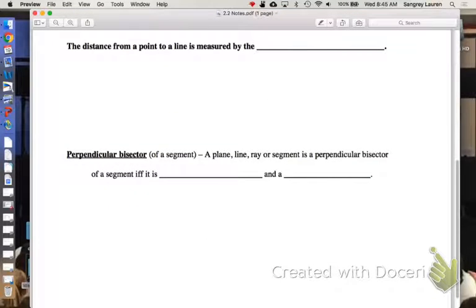Okay, here's another rule. The distance from a point to a line. So here's a point, here's a line. In order to have the most accurate distance, when we measure the distance between this point and the line, we want to use a perpendicular line segment. We want it to go straight to that line, and in order to do that, it should be perpendicular. So we're going to use that perpendicular line segment.